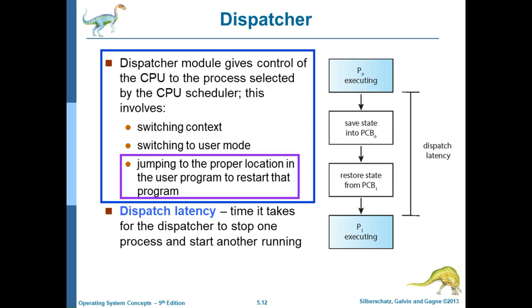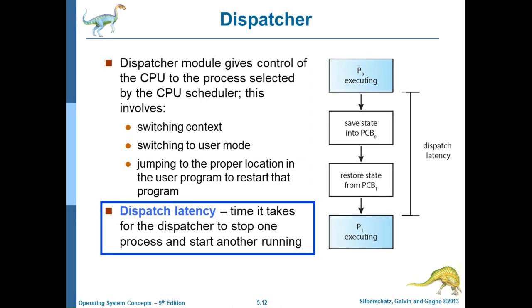Third step, jumping to the correct location. Finally, the dispatcher makes sure that the process picks up where it left off. It does this by moving the CPU's program counter to the correct location in the process. This is like going back to the bookmark page in a book and resuming reading.